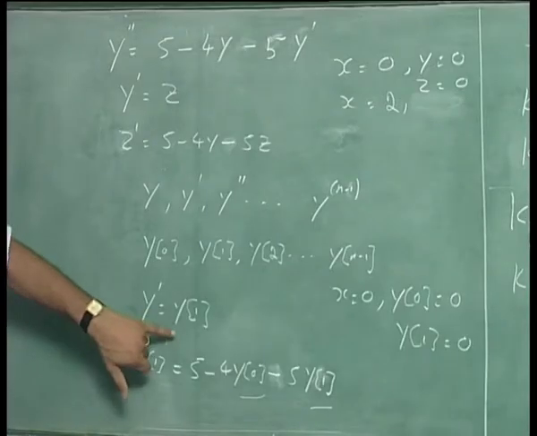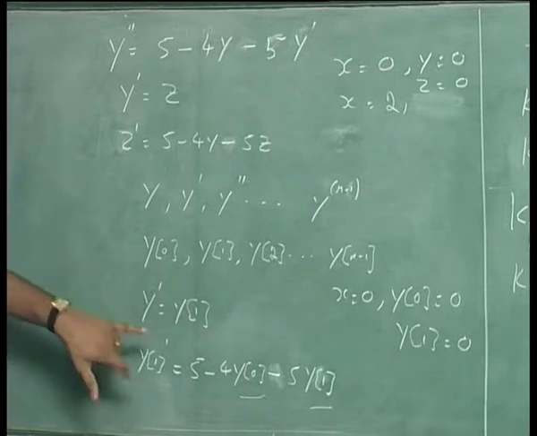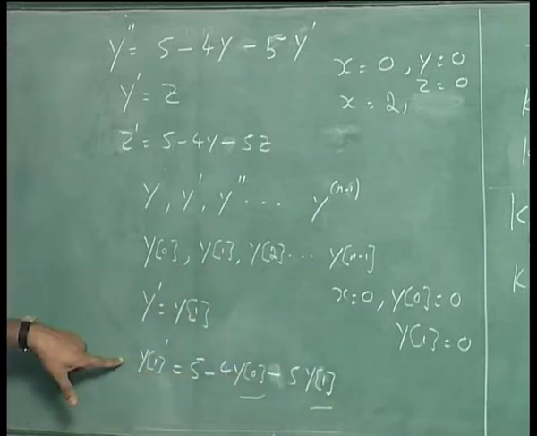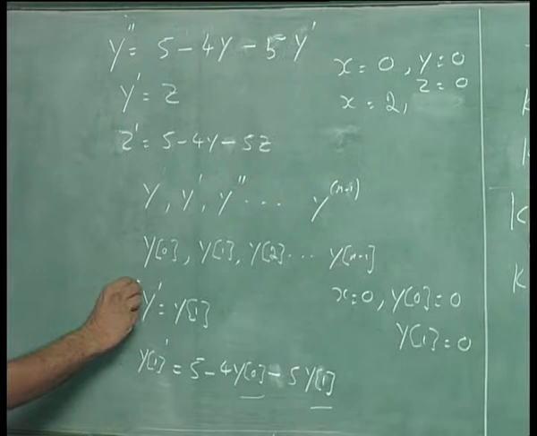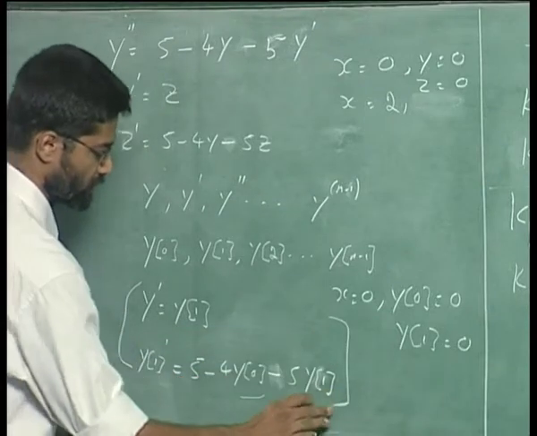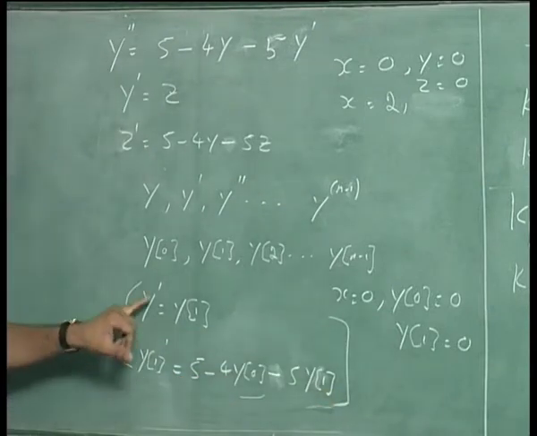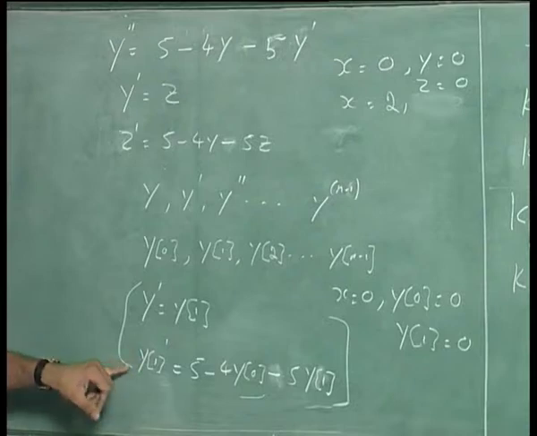Okay, so now this derivative is called dy/dx 0, and this derivative is called dy/dx 1. These are the 2 equations you are going to solve, right? The left-hand side is called dy/dx 0, and this is called dy/dx 1. That's what we are going to use.